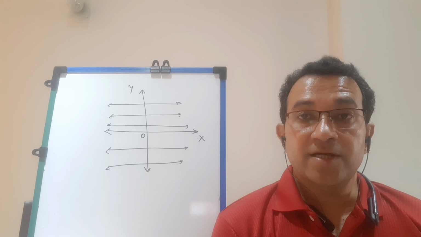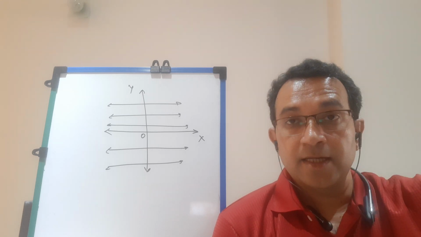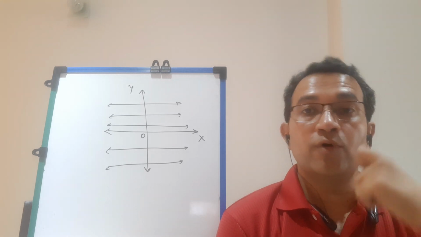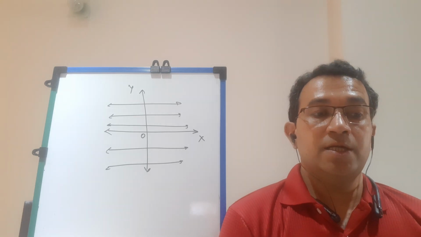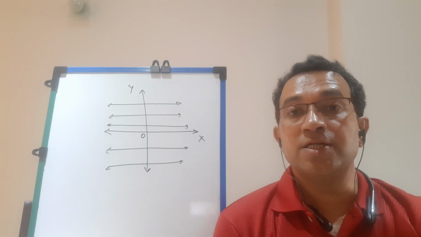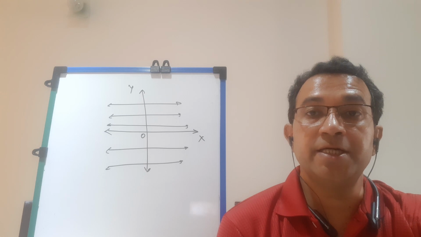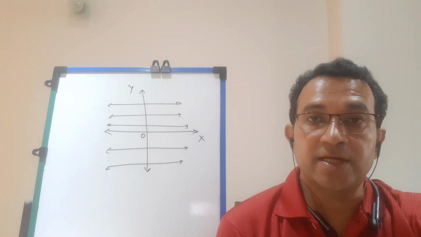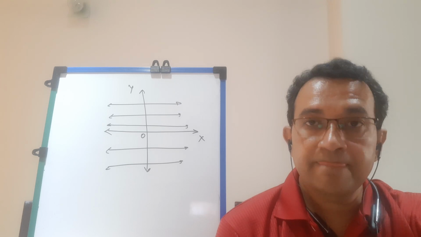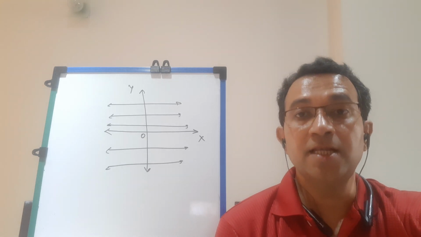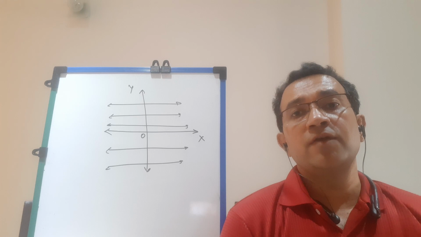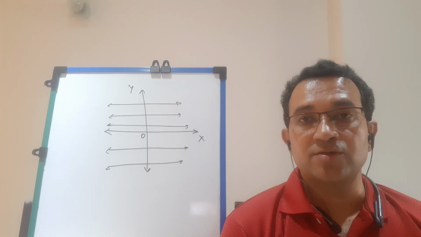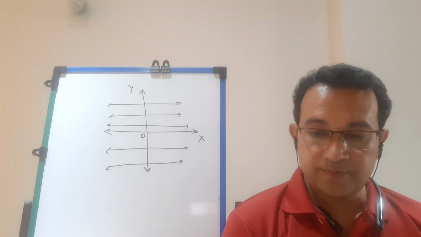Remember students, the x-axis is a horizontal line and the y-axis is a vertical line. In your chapter on coordinate geometry, you will study this in detail, but let me specify at this moment, the x-axis is a horizontal line and the y-axis is a vertical line. So we can draw infinite lines parallel to the x-axis. So the first set is infinite.